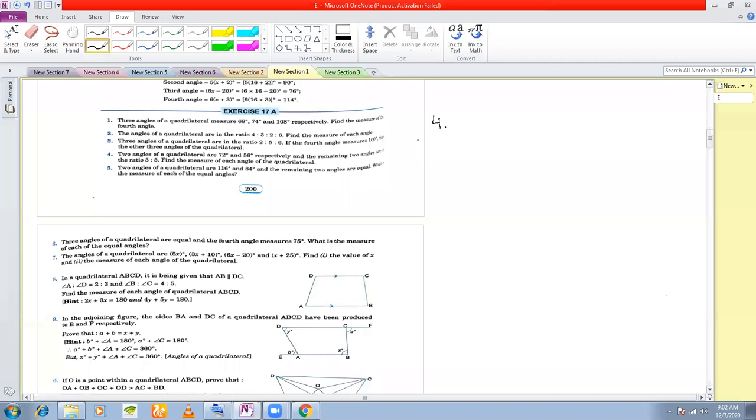The question here is: two angles of a quadrilateral are 72 degrees and 56 degrees respectively, and the remaining two angles are in the ratio 3 is to 5. Find the measure of each angle of the quadrilateral. So let us see how a quadrilateral looks like in this. Just to visualize, let's draw a rough figure. This is your quadrilateral.